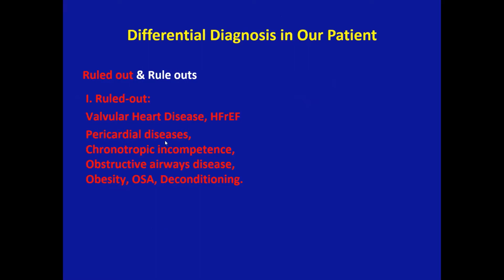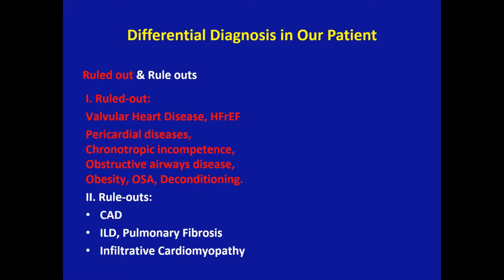And there was nothing on the clinical examination or echocardiogram to point to disease of the pericardium. Then she augmented her heart rate really well, so this is not chronotropic incompetence. And the pulmonologist already ruled out obstructive airways disease. She's overweight, not obese. She did not report any symptoms to suggest sleep apnea. And she keeps herself fit. She actually runs. That's when she noticed that she's not able to run as she did before. So that's ruled out. So still, there are some rule outs.